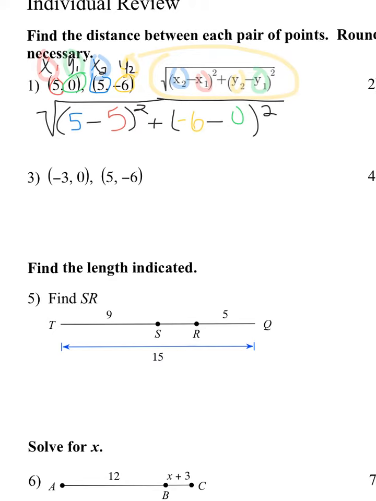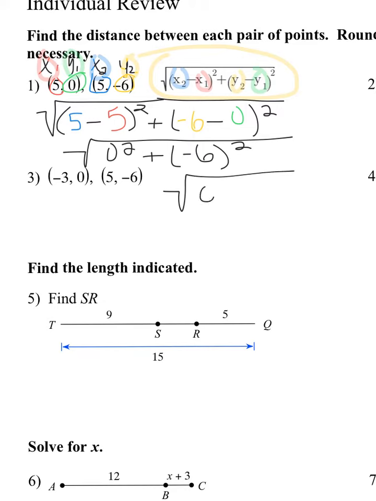Alright, so next step is to start simplifying. So I'm going to take 5 minus 5, which is 0. So I have 0 squared plus negative 6 minus 0. That's just going to be negative 6. I'm going to keep the parentheses around my negative 6 so that I know I'm squaring all of negative 6. I'm squaring that negative value. Alright, and 0 squared is going to be 0.